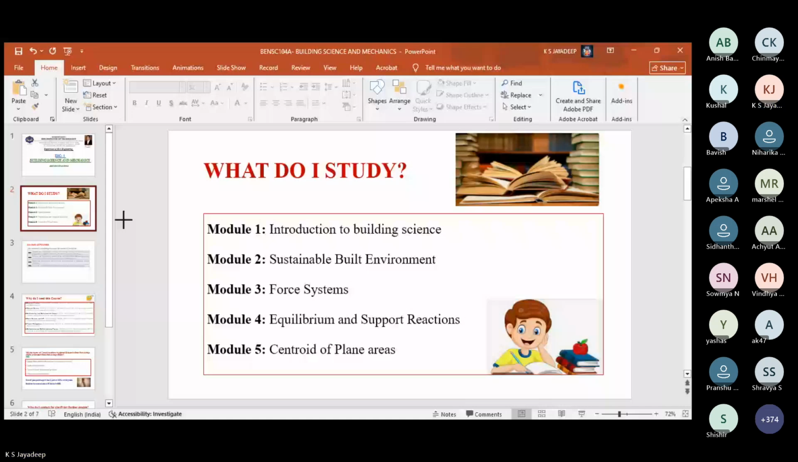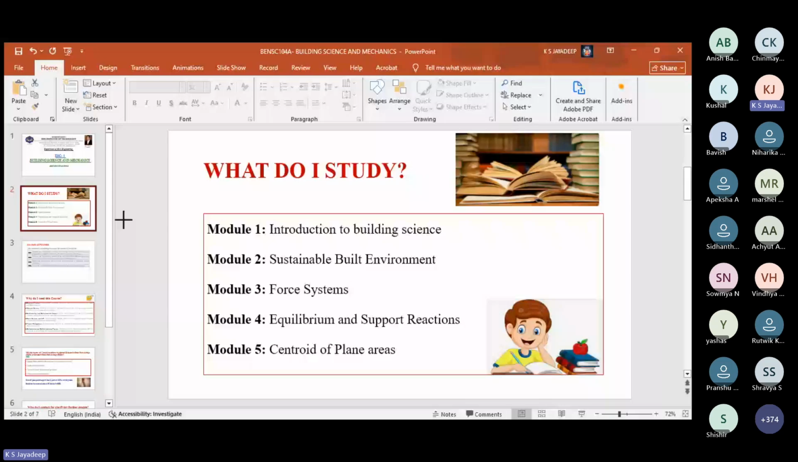Once you understand how forces act, the next step is to see how these structures stay in balance when these forces are applied. So this is what you'll be learning in module 4: when a force acts on the structure, how to balance it or counteract it. And in the fifth module, we'll study the basic centroids of the plane area. Why? Because the balance of a structure depends on its centroid, so you will be learning about the centroid of the structure. So this subject is a very basic overview, and it is very much important.